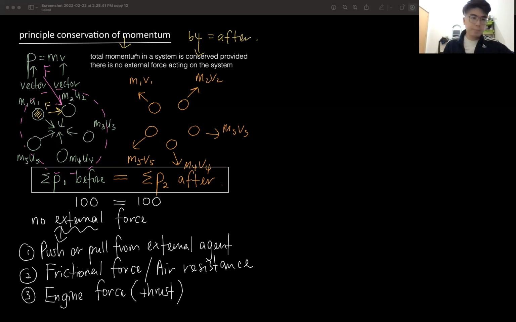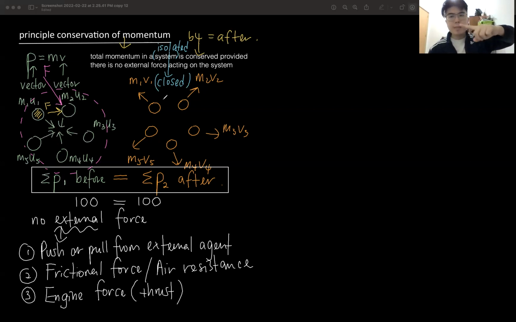And then in a system, I can also say in an isolated system or in a closed system. Sometimes you'll see in your textbook, they say closed system. What is a closed system? A closed system is a system where nothing can influence the members of the system. I give you one example, like the snooker table. One ball goes and hits another ball.